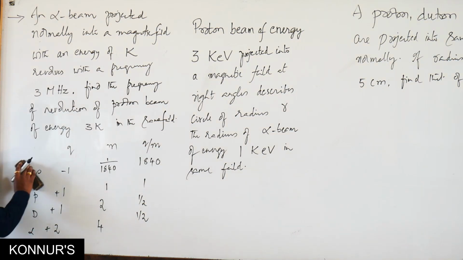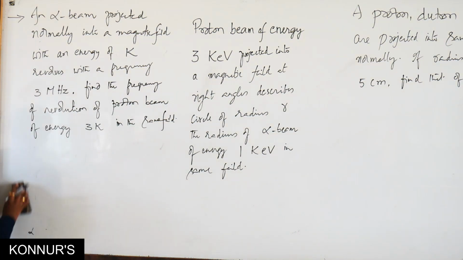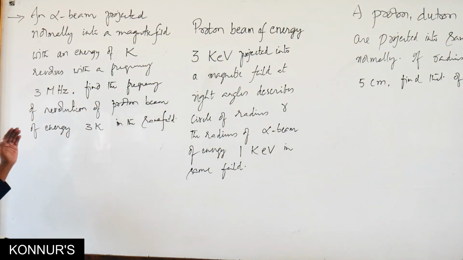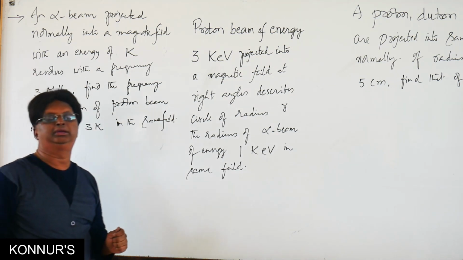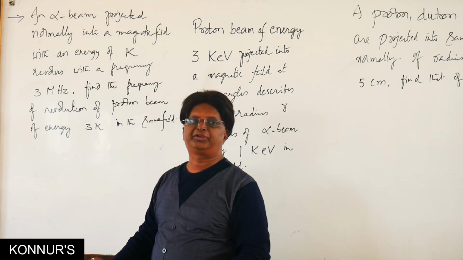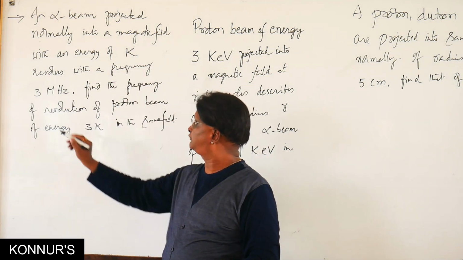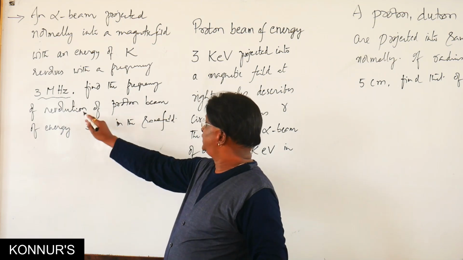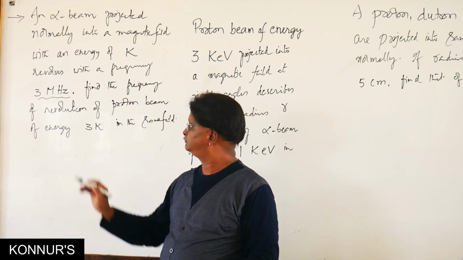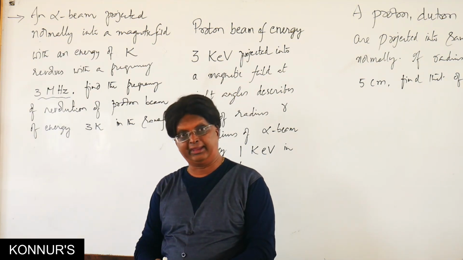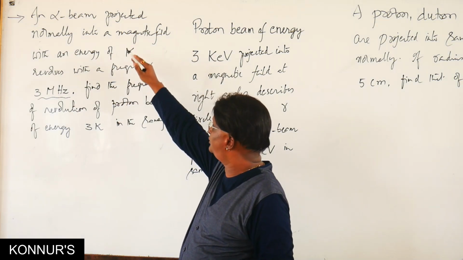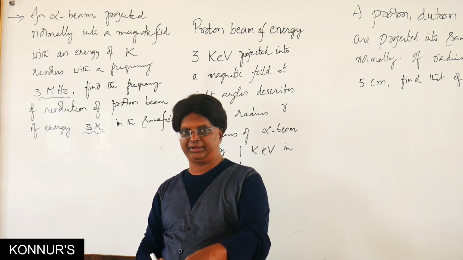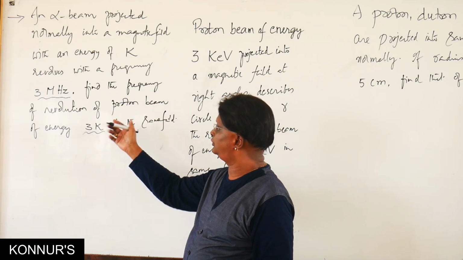Now, let us take up one example. One or two examples. In all these examples, I wish you use this tabular column for quick answers. Now the question is that alpha beam projected normally into a magnetic field with some energy K revolves with a frequency of 3 MHz. Find the frequency of revolution of a proton beam projected with the energy of 3K, 3 times, because K is that of alpha particle. The energy of the proton beam is 3K in the same magnetic field at right angles. So what is the frequency for this proton beam?